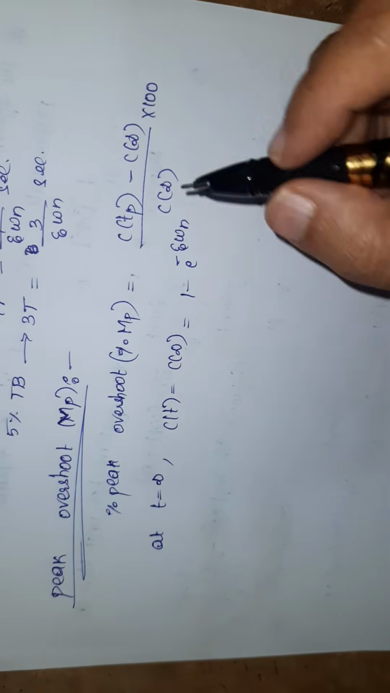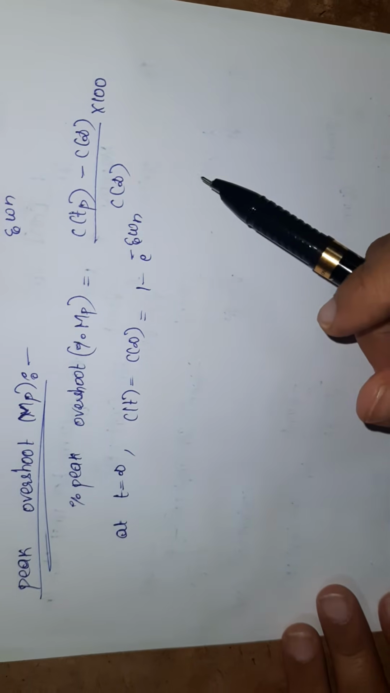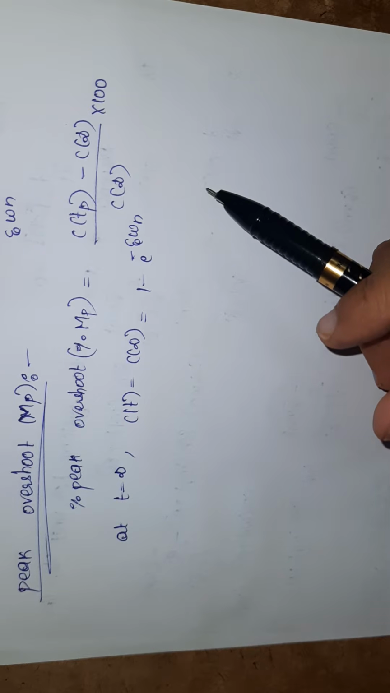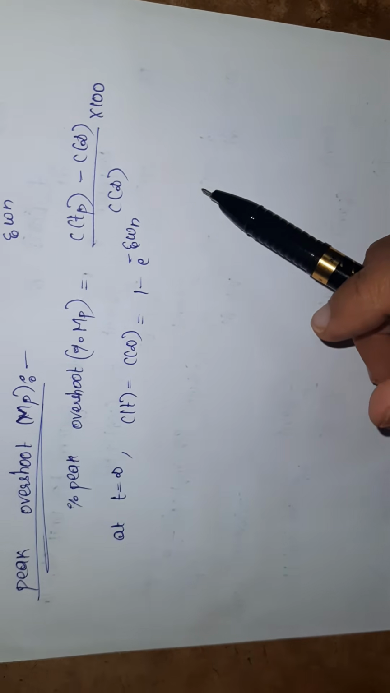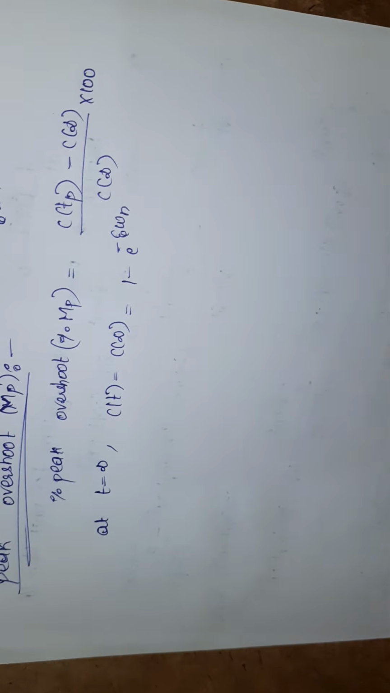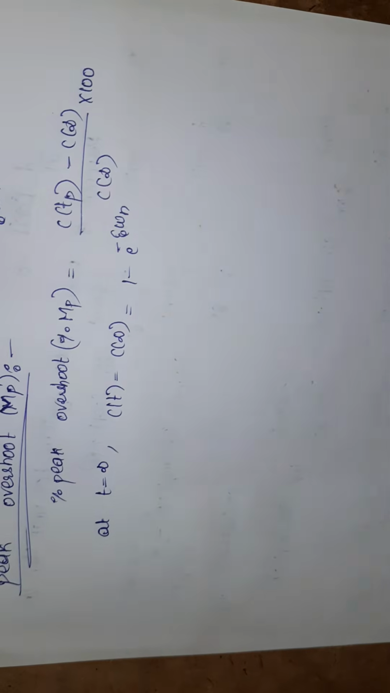Hello, I want to discuss the derivation for peak overshoot. In the last sessions we have discussed rise time and peak time. Now I am going to discuss peak overshoot. The maximum peak overshoot is calculated at t equal to Tp. This we have already discussed in the last session.